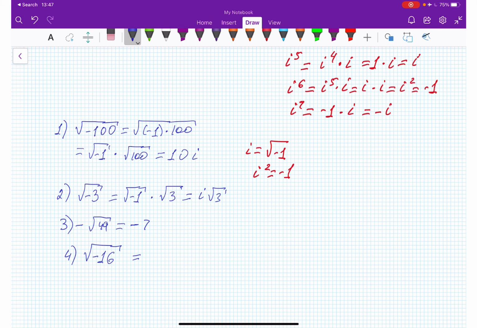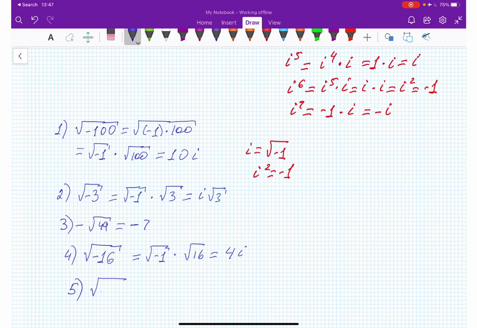Is equal. So again, negative 1 times square root 16. That's going to be square root 16 is 4, and square root of negative 1 is i. All right, now let's do more interesting cases.